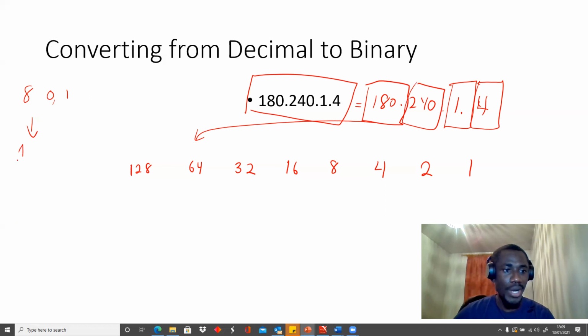The concept of splitting a particular number into 8 different zeros and ones is what people refer to as a byte. So 1 byte equals 8 bits. What do we mean by bits? A bit is a 0 or a 1. So each number can be translated into 8 various zeros and ones. That will give you a byte.